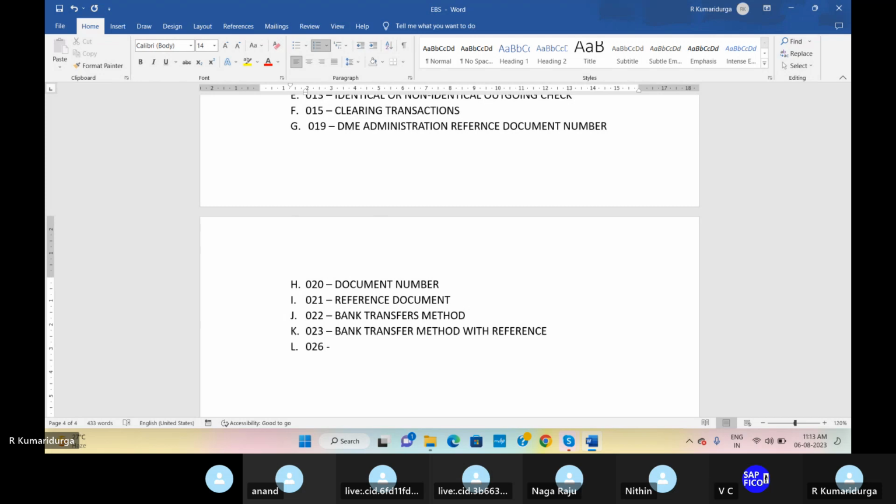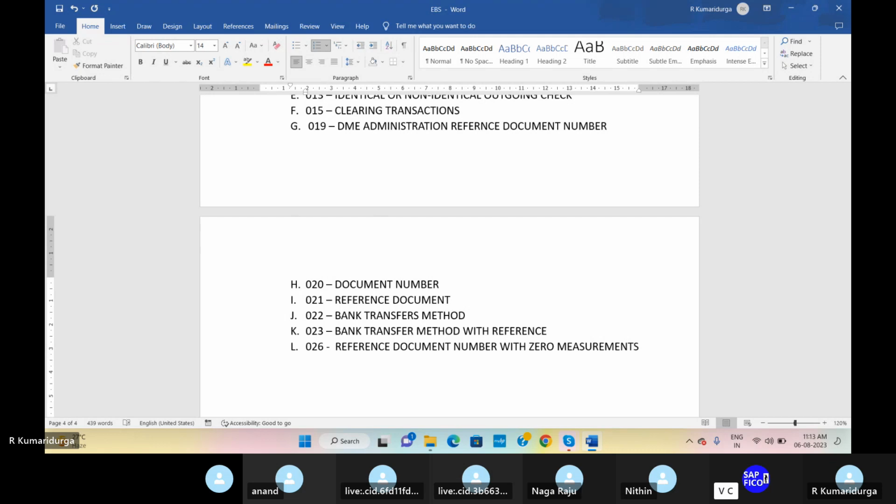026, reference document number with leading zeros. If you don't enter any reference number, how will these bank statements be identified? Based on the leading zeros only, right? So that is why we have one algorithm: 026, reference number with leading zeros.